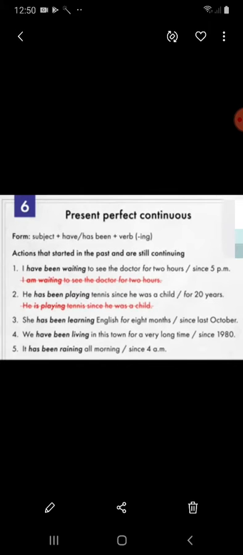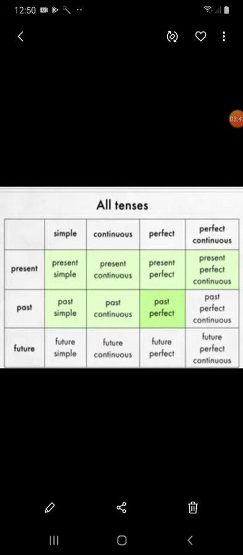All right. So this was all about the present perfect continuous tense. Hope it's clear to you. Now let's move on to the next tense, that is the past perfect. But before we talk about this tense, take a look at this past simple tense sentence.